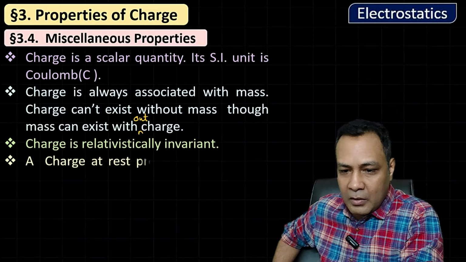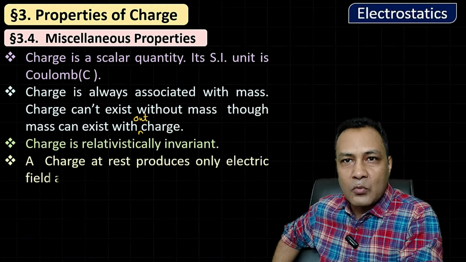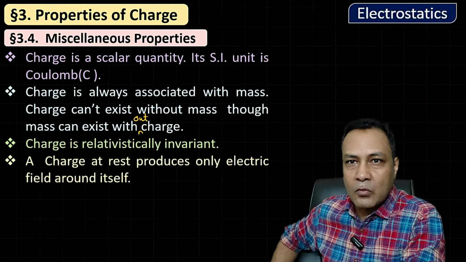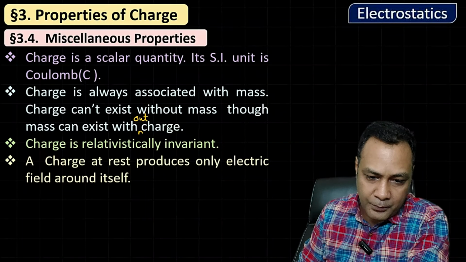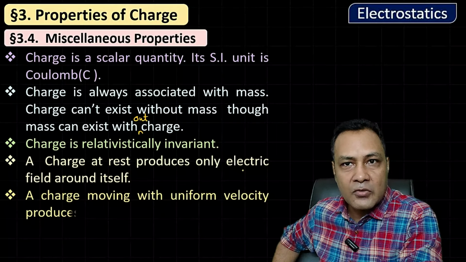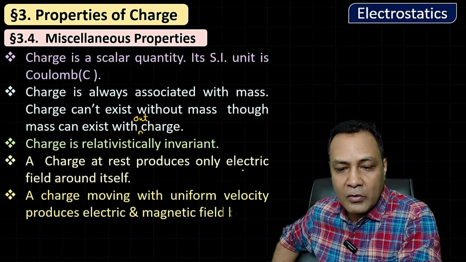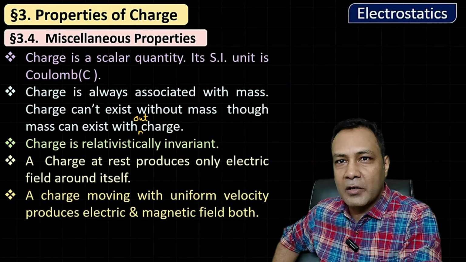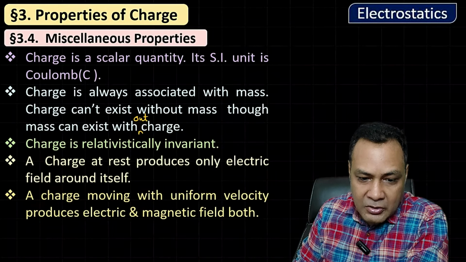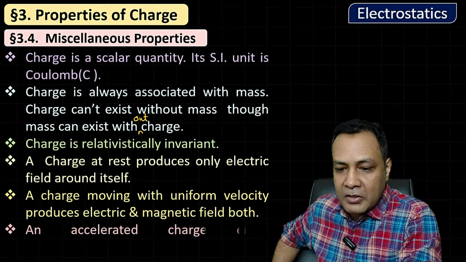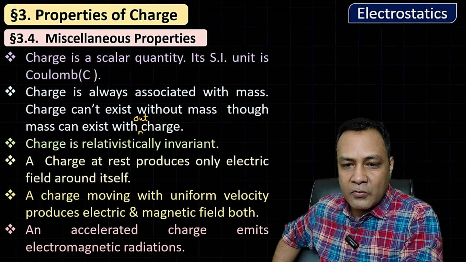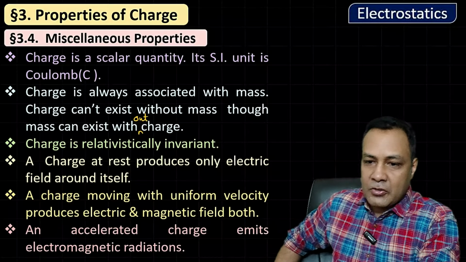And next, a charge at rest produces an electric field, and a charge in motion produces a magnetic field. So a charge at rest produces an electric field around itself. A charge moving with a uniform velocity produces both an electric field and a magnetic field. And an accelerating charge emits electromagnetic radiation. So these are a few basic properties of charge.